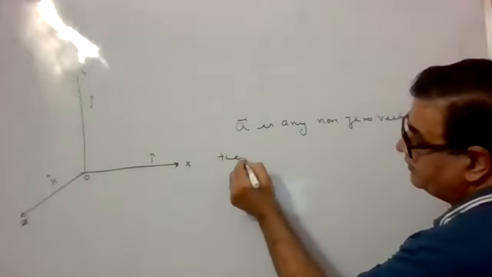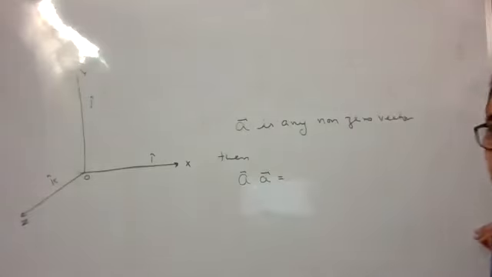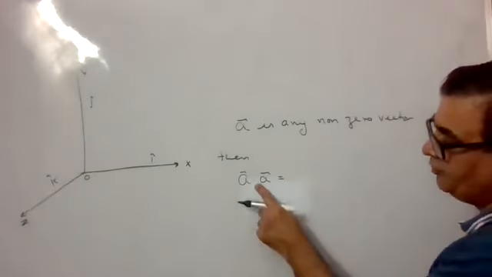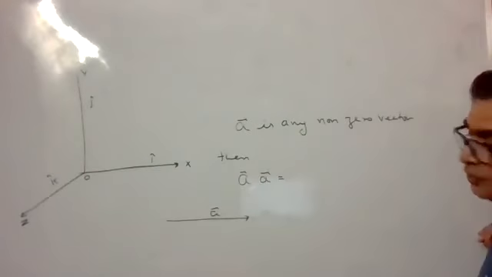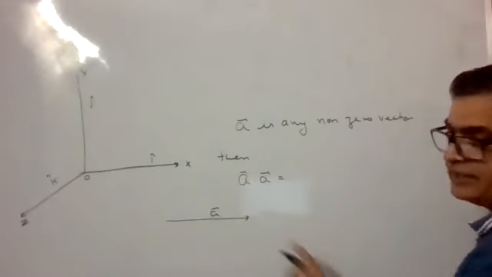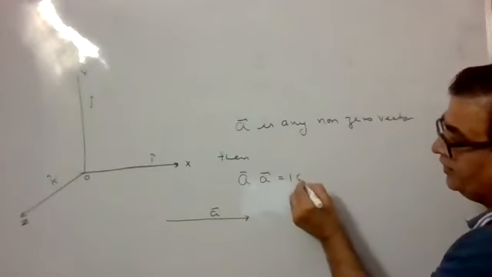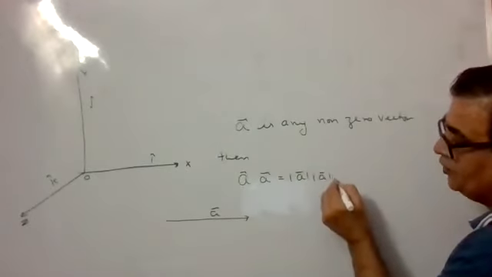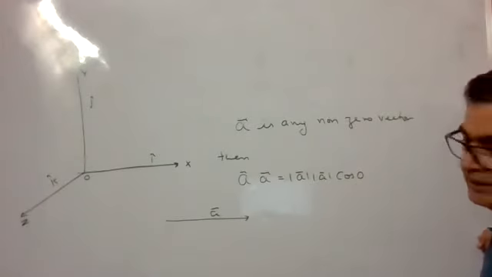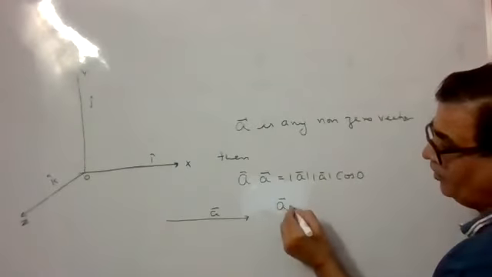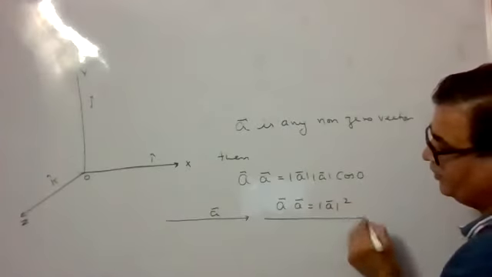then if I calculate A dot A, what will come? Just check here. A dot A means this is vector A, then A is also again here. So that means the two vectors will be coinciding. Coinciding means the angle between them will be 0. So what I should write here: this is magnitude A, magnitude A, cos 0. Cos 0 is 1 only. So I got it, A dot A is magnitude of A squared, that you should remember.